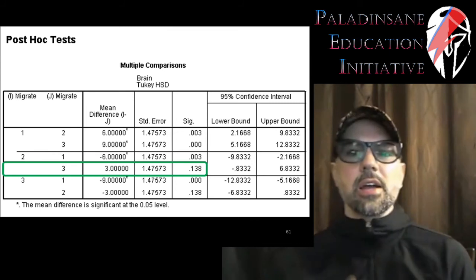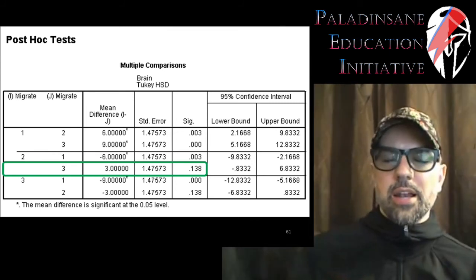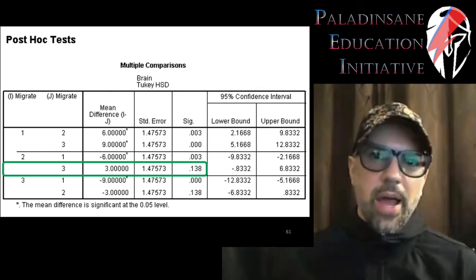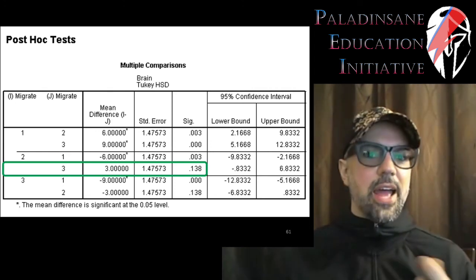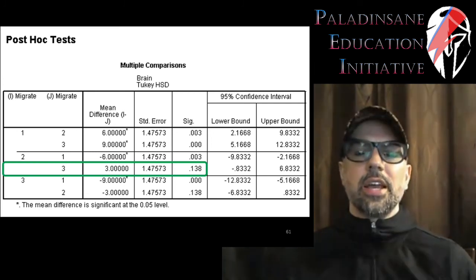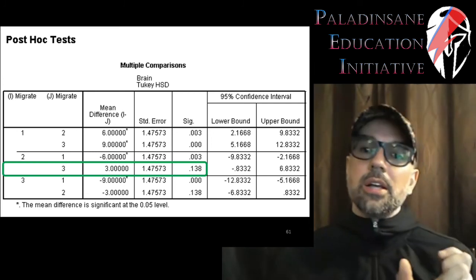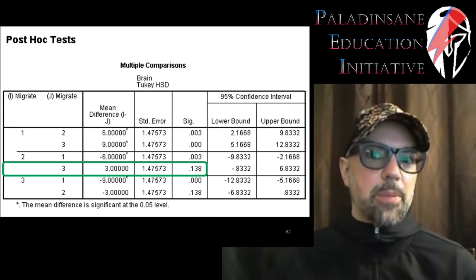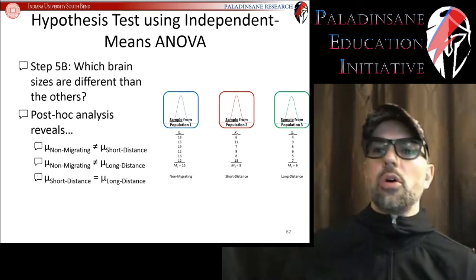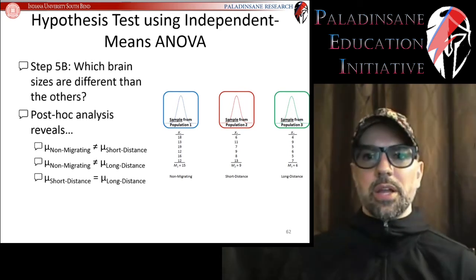And when we go to that second column and look at what SPSS has analyzed, notice that the second column, that mean difference of 3, has no asterisk, which means that SPSS also did not identify this as a significant difference. It also accepted the null hypothesis. So in this case, we accept the null hypothesis and we conclude that short distance birds have no different brain sizes than long distance migrating birds.